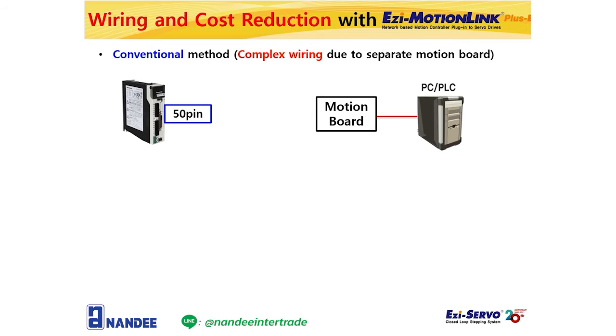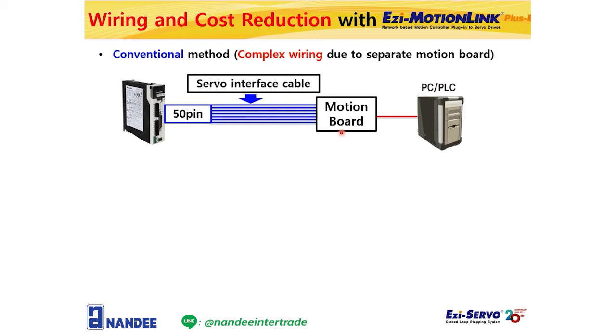As previously explained briefly, conventionally, a separate motion board was required to control the 5-axis of the AC servo, and wiring was complicated because many bundles of long wires had to be connected to the motion board through the servo interface cable of the AC servo drive. This inconvenience can be solved by using our product, EZ MotionLink Plus E.